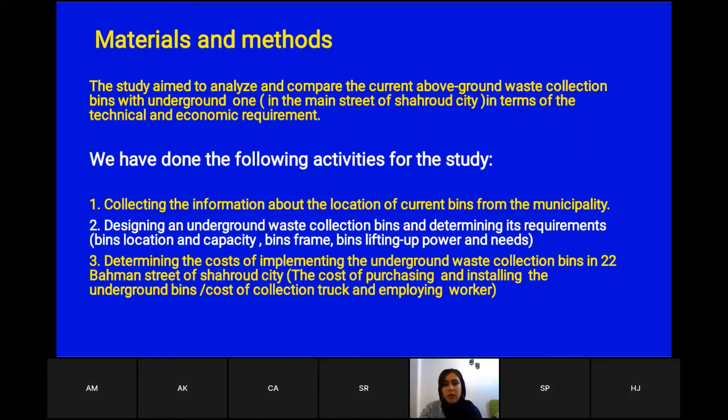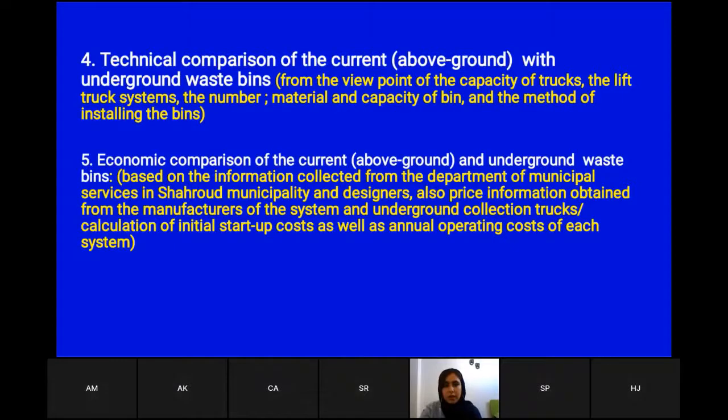We did the following activities for this study. At first, we collected information about the location of the current bins from the municipality, designed an underground waste collection bin, determined its requirements, and determined the cost of implementing the underground waste collection bins. Each of these items consists of different parts. You can see them in the slide. Then, a technical comparison of the above ground with underground waste bins, and an economic comparison of the above ground and underground. It's a comparison between above ground and underground waste bins.